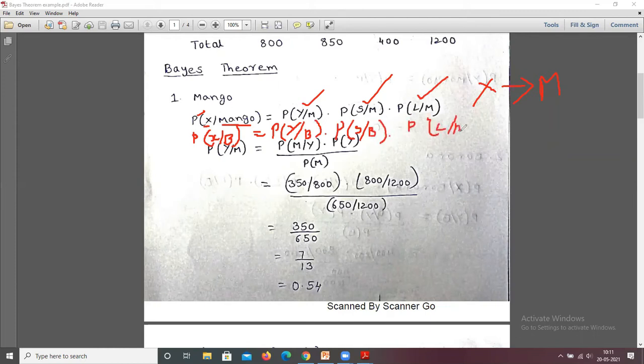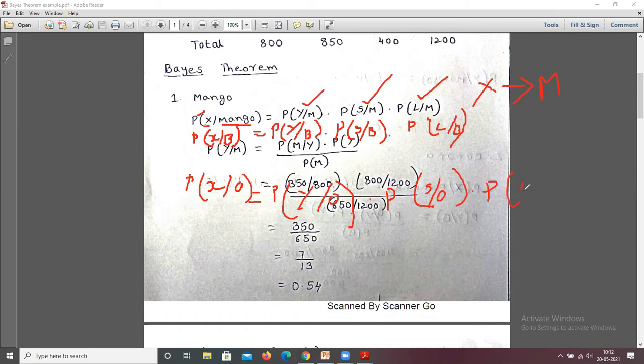So this is the second case. And what is the third case? The probability of X given others. It may be that X is other. Then you are going to find the probability of yellow given others, that is Y by O, into the probability of sweet given others and the probability of long given others. Okay, we are going to find these three values. This is the first one, second one and third one. Now we get three values.